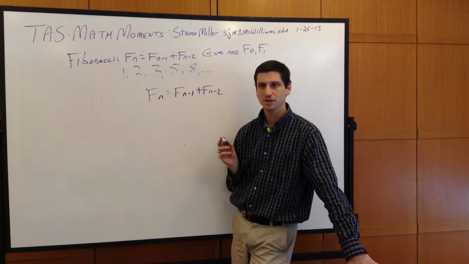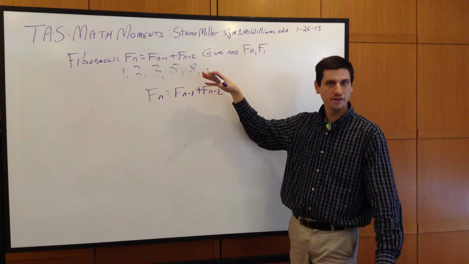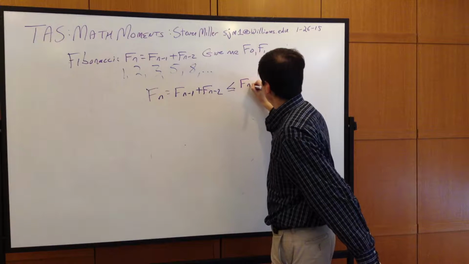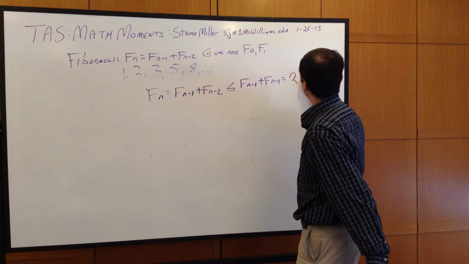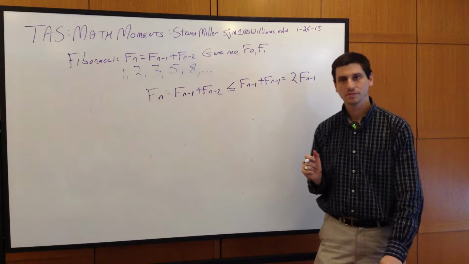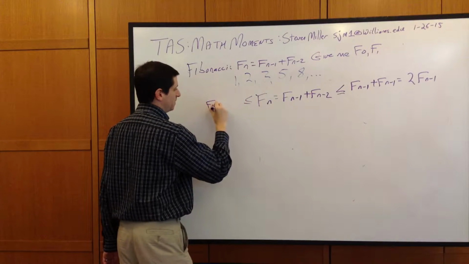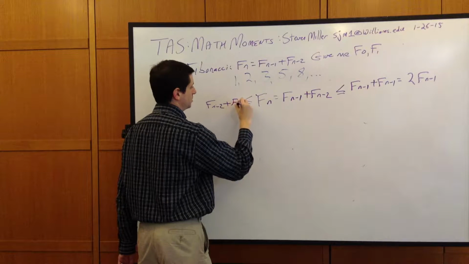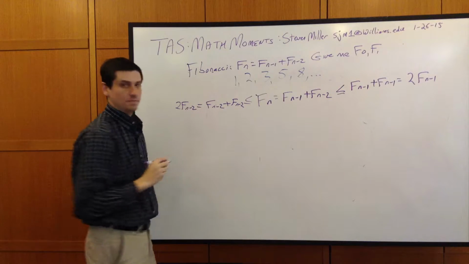Almost twice the previous one. It's almost twice the previous. So it's about the golden mean to the nth. But one of the things we can do is, it's less than or equal to Fn minus 1 plus Fn minus 1, which is 2 Fn minus 1. Similarly, it's at least as large as Fn minus 2 plus Fn minus 2, which is 2 Fn minus 2.